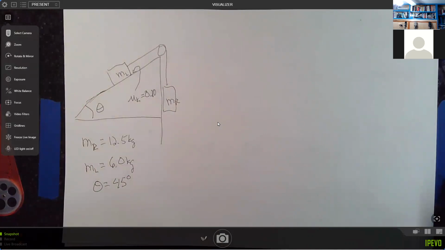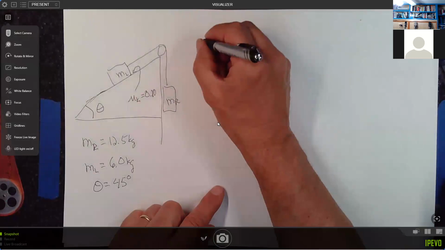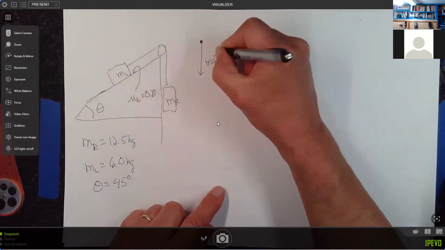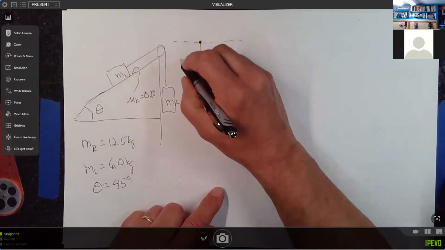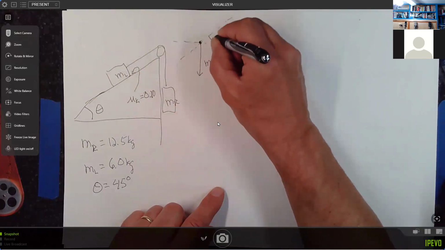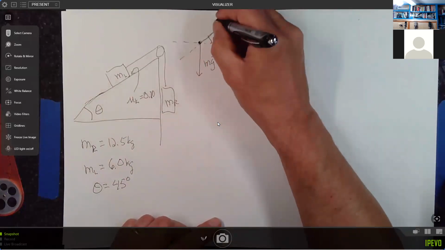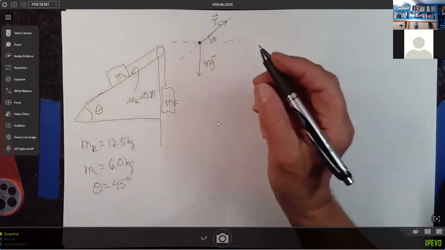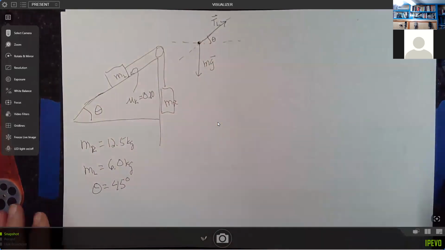This is a more complicated problem, but I'll start with making free body diagrams for these two again. Make a free body diagram for that one. It will have mg acting downward. Now, when I have forces that are acting at angles, I try to indicate a couple of directions on here. This will be the angle theta, because the tension is actually acting up that angle. And so this would be the tension that's acting on the left mass, and it makes an angle theta with the horizontal.